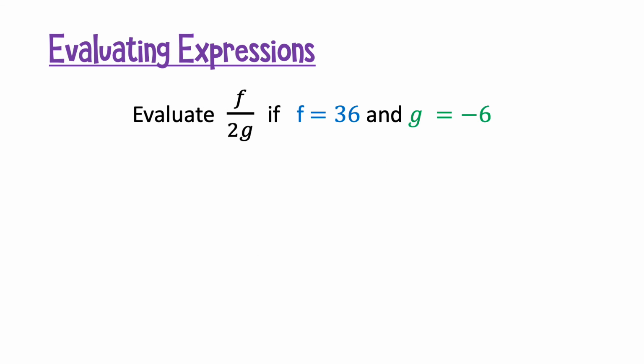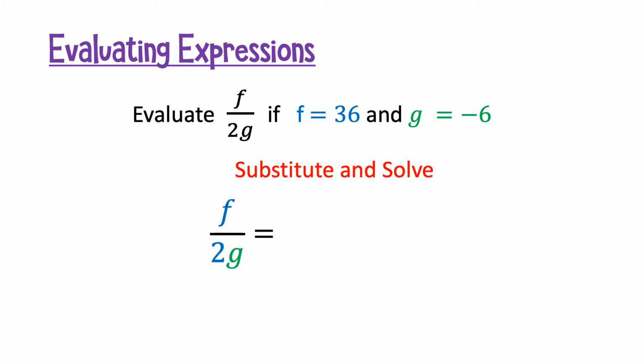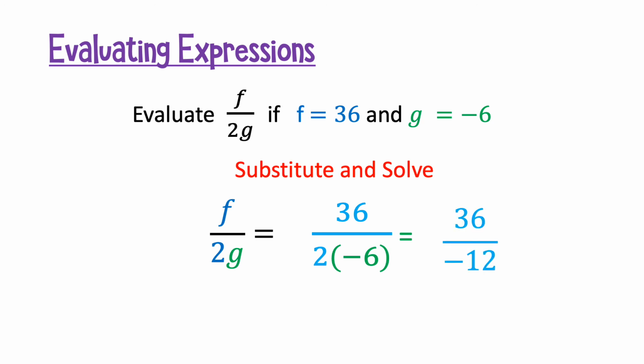In this example, f over 2g. First we substitute and solve. For f, we get 36 on the top. On the bottom is 2 times negative 6. So if we solve our denominator, we get 36 divided by negative 12, and that equals negative 3.